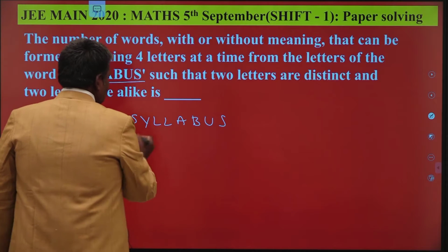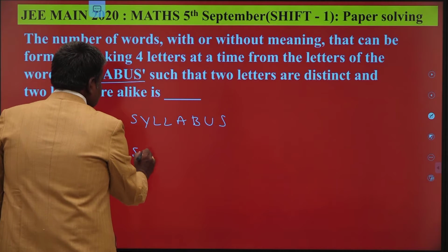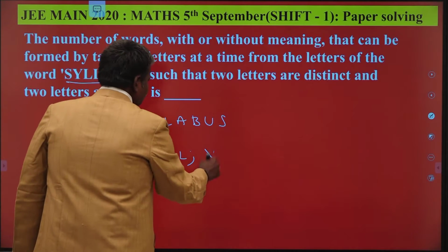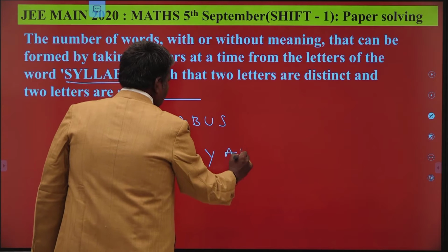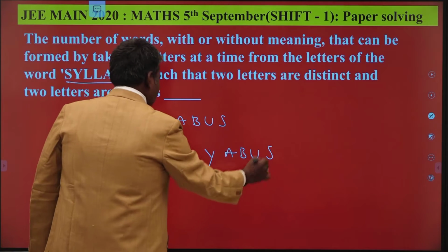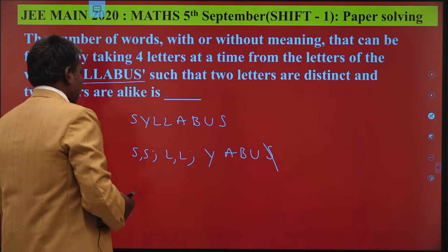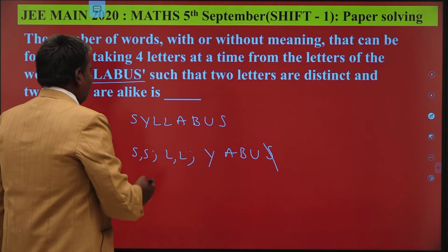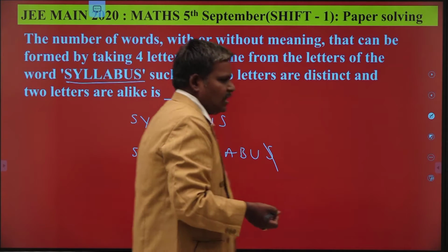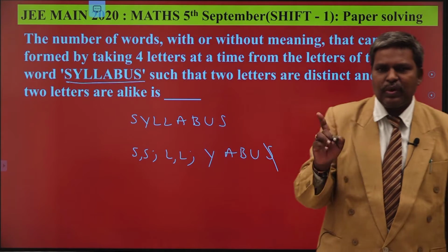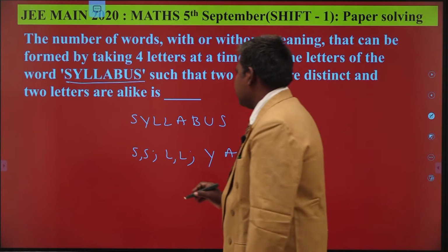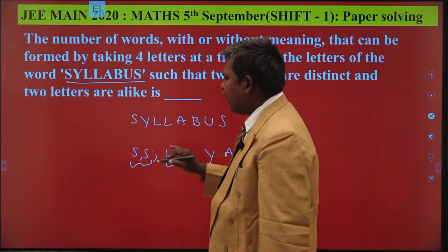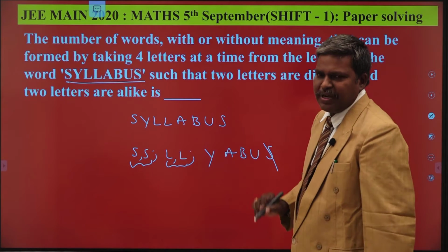S-Y-L-L-A-B-U-S. Syllabus. Here there are 2 S, 2 L's and the remaining each comes one time. S-S-L-L-Y-A-B-U. So we have to find out the 4-letter words in which 2 are alike and 2 are different. 2 are alike means they will come either S or L 2 times. And the remaining 2 letters must and should be different.